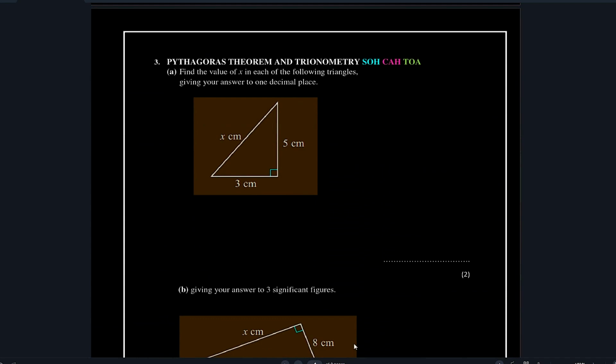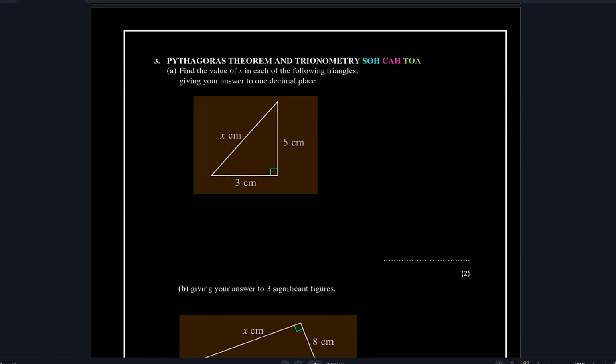So if you are given the two shorter sides, which are 3 and 5, the longest side is x, which is the hypotenuse. For you to find that, you take the squares of the two shorter sides, and if you add them, it should be equal to the square of the longest side. We can write that as a squared plus b squared equals c squared. In this case, a is a shorter side, b is a shorter side, and c is the longest side, which is the hypotenuse.